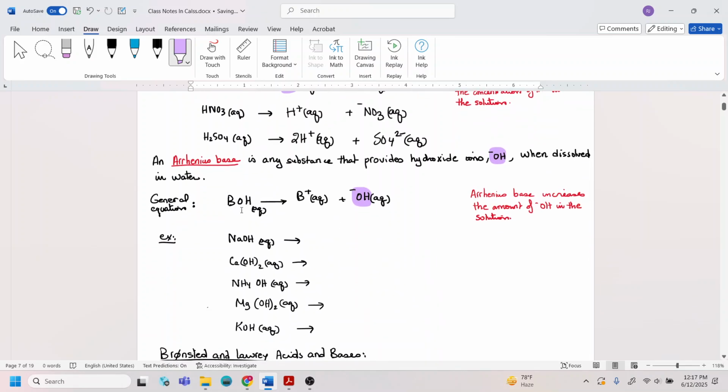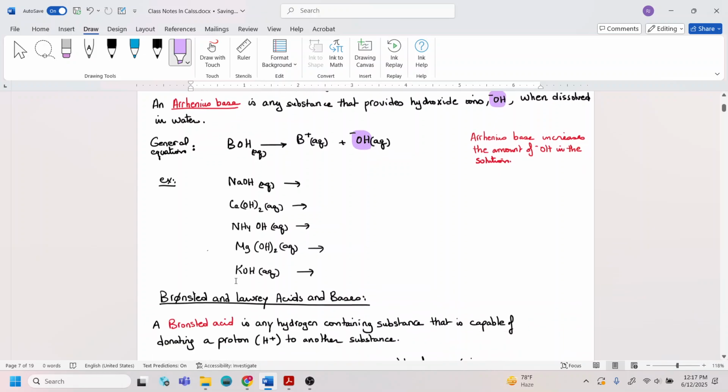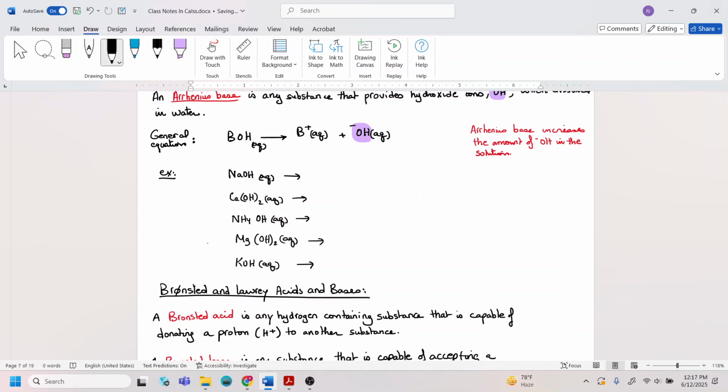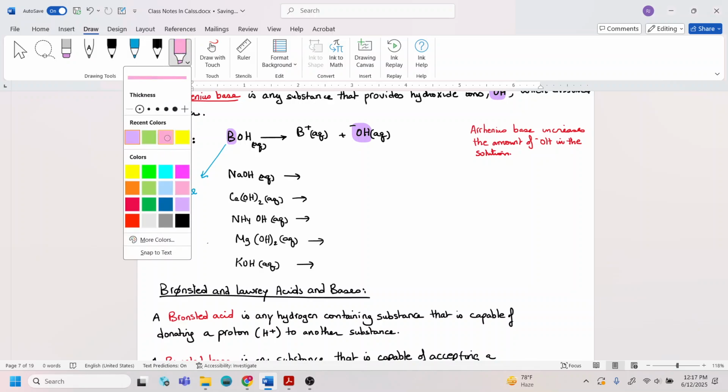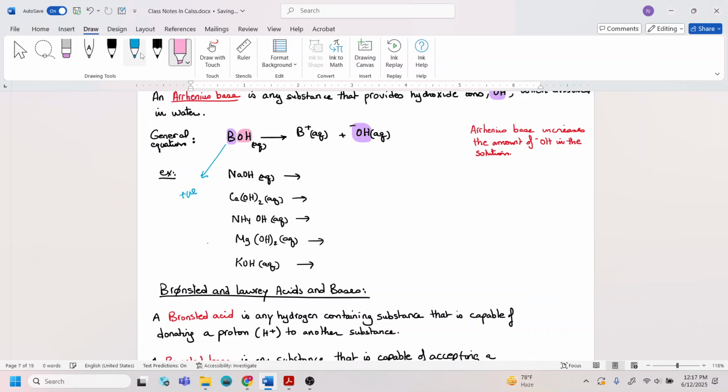This is the general formula for a base, BOH. B is normally a metal, like sodium or calcium. It can also be a polyatom. So B is the positive component of the Arrhenius base, and the OH is the negative component of the Arrhenius base.